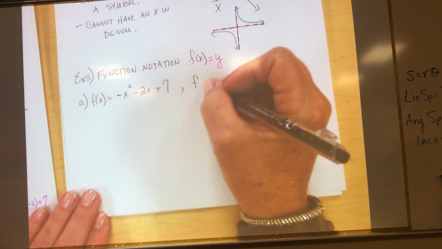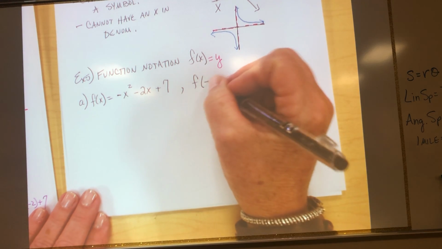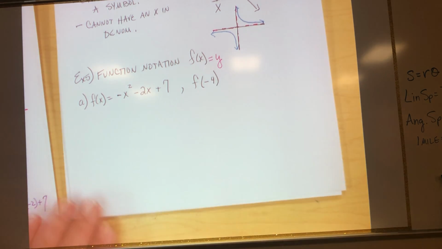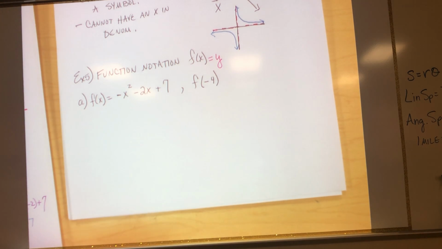And then they say, I want you to find the given value. So I want you to find f of negative 4. Tell me what you're gonna do. You're gonna plug in negative 4 for x. Yes, you are. So I want you to do that really quick. I'm gonna give you about 1 minute, and I want you to tell me the answer. No calculators. So put your calculator down.